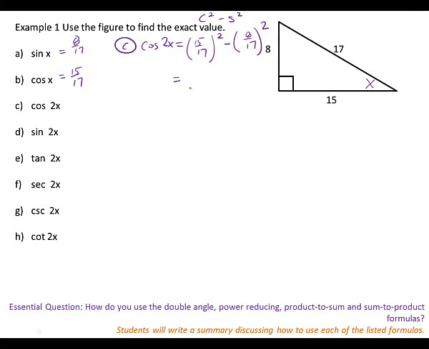What's 15 squared? 225. And what's 17 squared? 289. Minus, good news, 289 again, we've got a common denominator. What's 8 squared? 64. 225 minus 64 is 161 over 289. I don't think that reduces at all. So there's your answer for C.